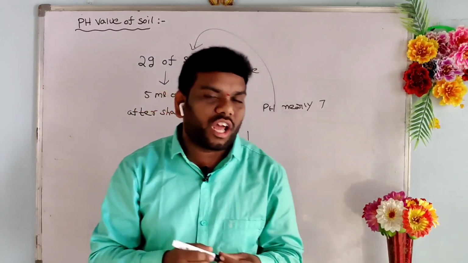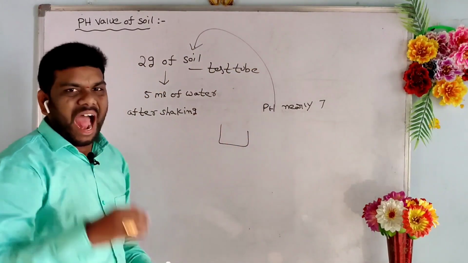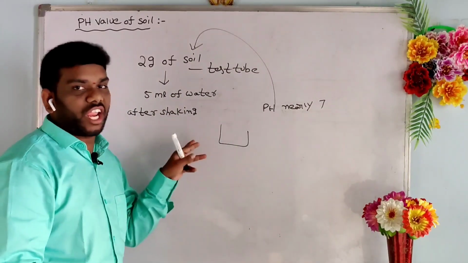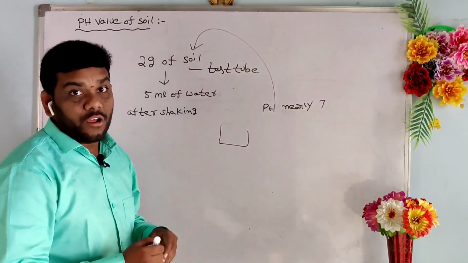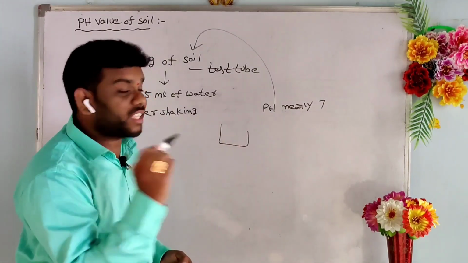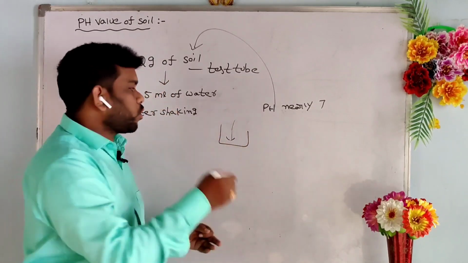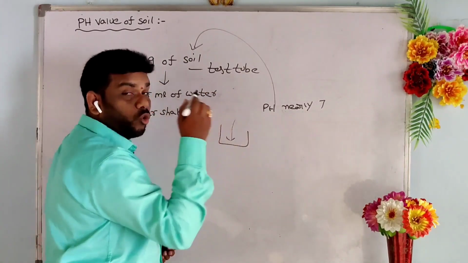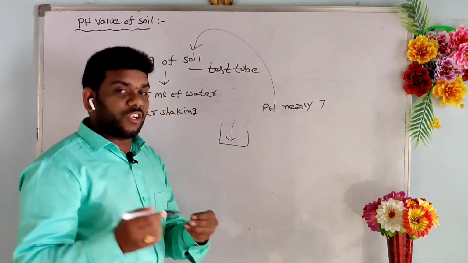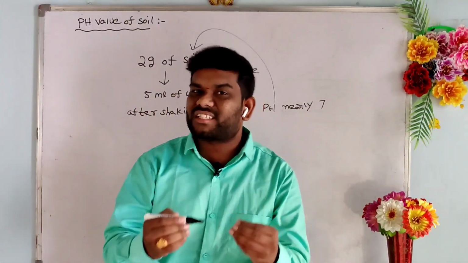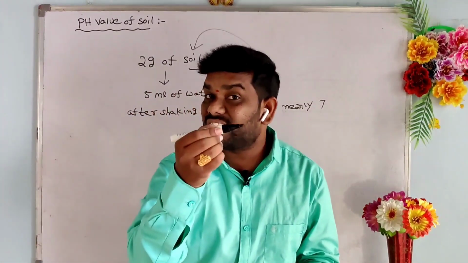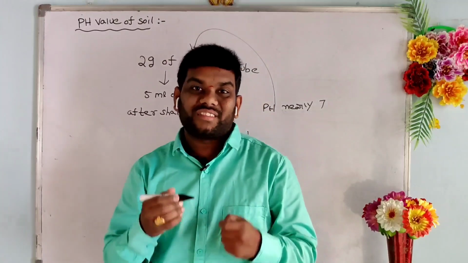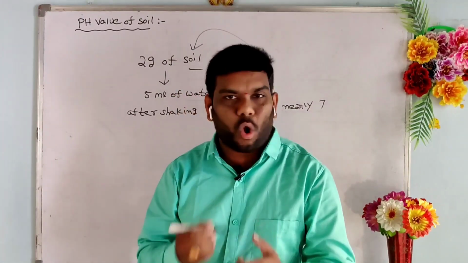Once again, take 2 grams of soil in a test tube, add 5 ml of water to it, and shake it. After shaking, filter the contents. That filtrate is taken into one container. In this, universal indicator paper is kept, and the indicator paper shows a color. That color indicates pH is nearly 7, which indicates that plants will grow well in that soil. That is the testing of pH of soil.